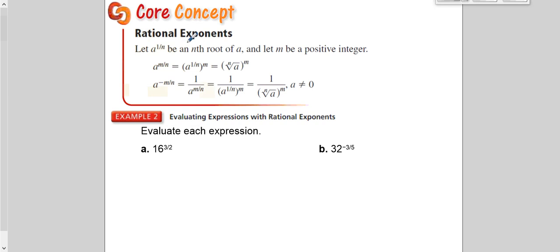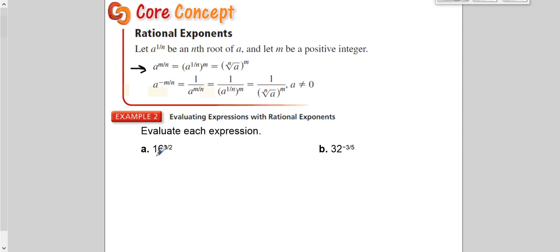Let a to the 1/n be an nth root of a, and let m be a positive integer. So here it is again. A to the m over n equals a to the 1/n times m, because remember, when you raise a power to a power, you multiply the exponents, and then you get the nth root of a to the m. Evaluate each expression.